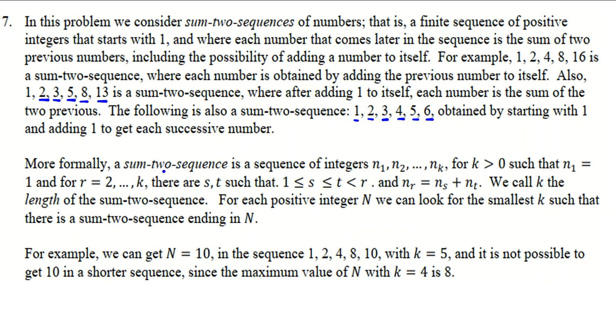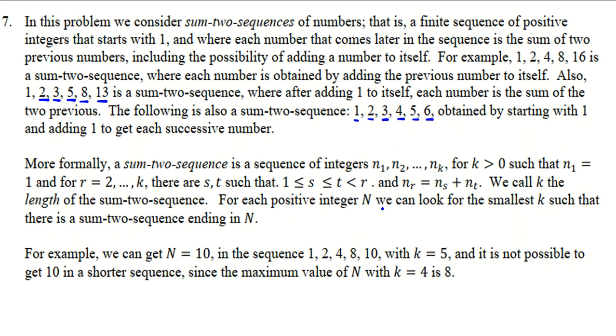More formally, a sum 2 sequence is a sequence of integers n1 to nk for k greater than 0, such that n1 is 1, and for r from 2 to k there are s and t, previous terms less than r, such that they can also be equal, and nr is ns plus nt. We call k the length of the sum 2 sequence. So here, for example, the length is 1, 2, 3, 4, 5, 6. And for this one, 1, 2, 3, 4, 5, 6. The length here is 6. The length here is 6.